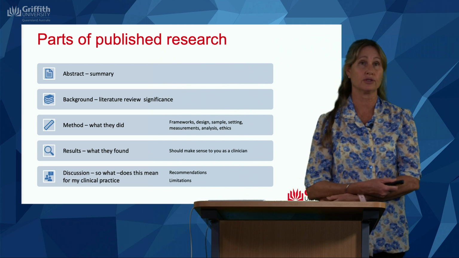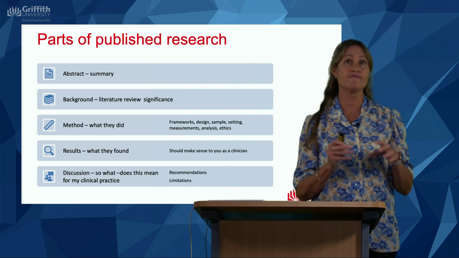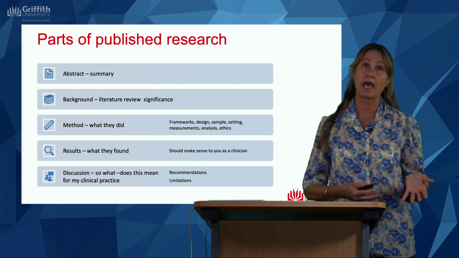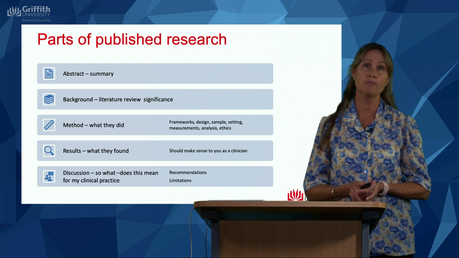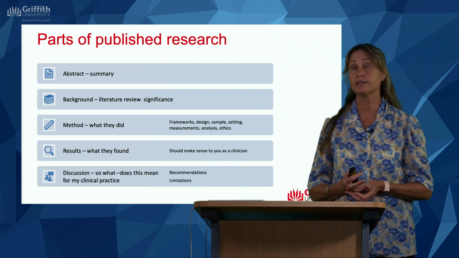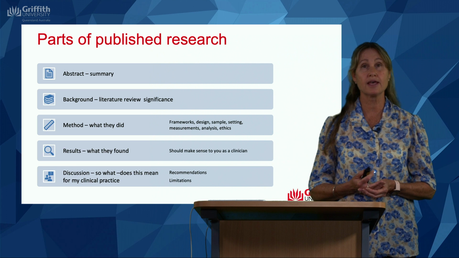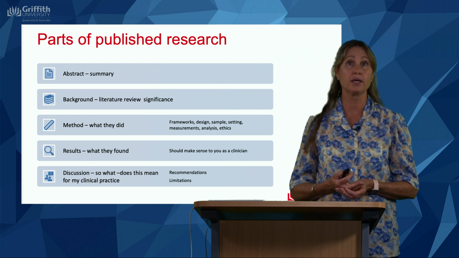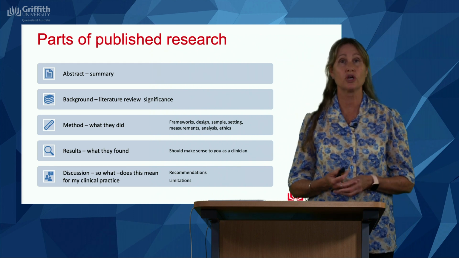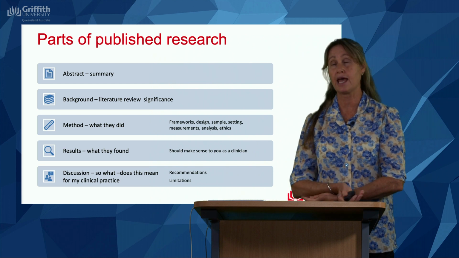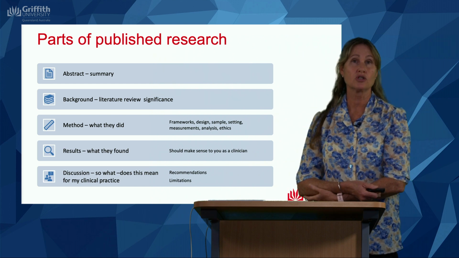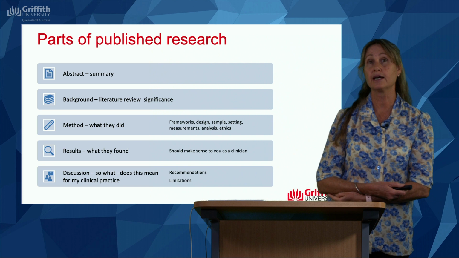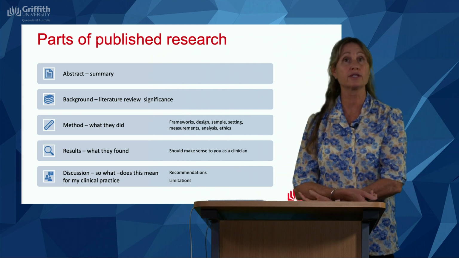This is the what did they do. So this is the actual information about the frameworks they use, the design, the sample, the setting, the measurements, the analysis, and the ethics. Remembering that this research should be repeatable. And so if someone is going to repeat something, they need to know what was done. And so research follows frameworks so that we can understand what the researchers and that group did, and we should be able to follow that and repeat it to get similar answers or another answer from another context or setting.